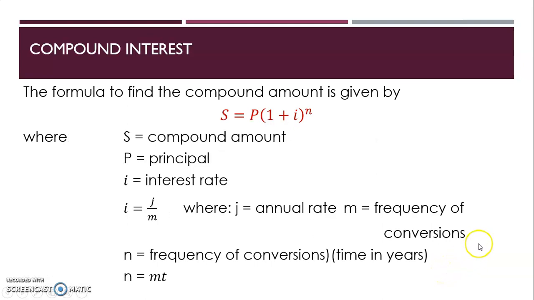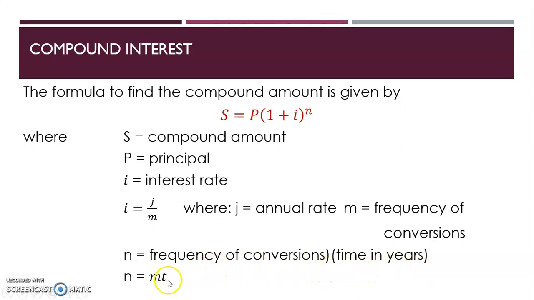So the formula to find the compound amount is given by S equals P times quantity 1 plus i raised to n, where S is the compound amount and P is the principal and i is the interest rate, wherein this is equal to j over m. Yung j is the annual rate and m is the frequency of conversions. I will show to you the different frequency of conversions later. And n is equal to the frequency of conversions times the time in years.